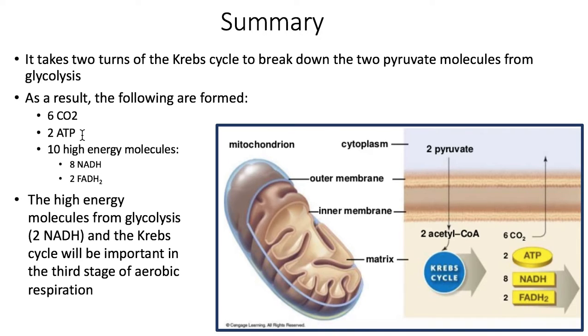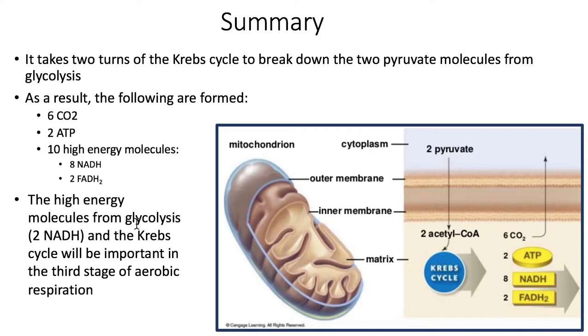But here's the good news. We made 10 high energy molecules. We made 8 NADH and we made 2 FADH2s. And these are going to be super useful in the last stage of cellular respiration, which is the electron transport chain, which you will learn about next time. All right, and that's what it says here.